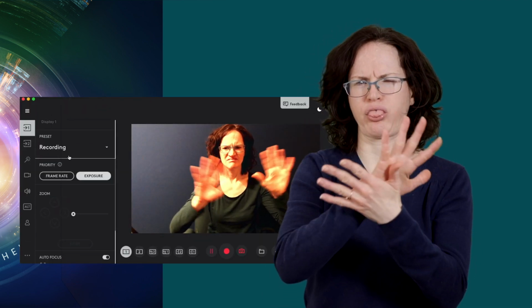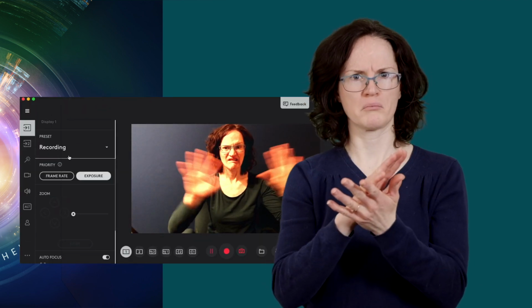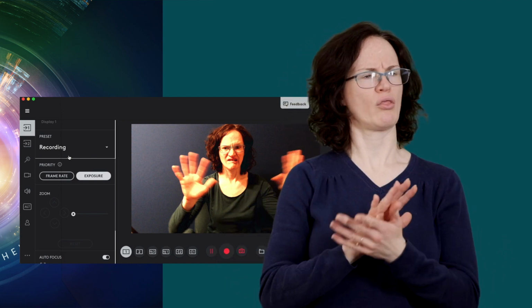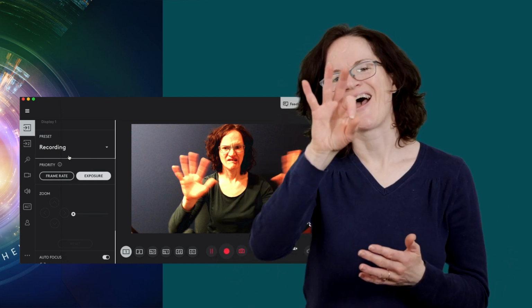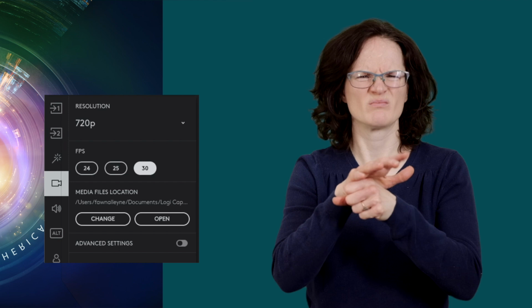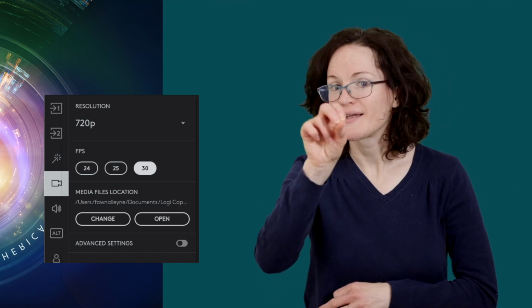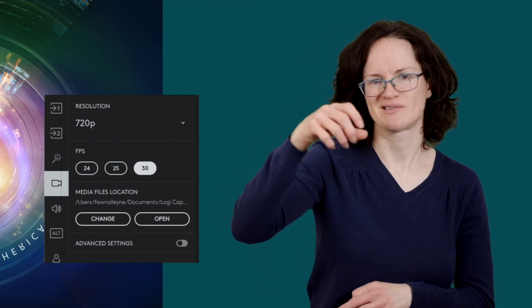If you notice that your hands are blurring when they move, even when the camera's in focus, you have a low frame rate. It's important to select 30 frames per second or 30 FPS.